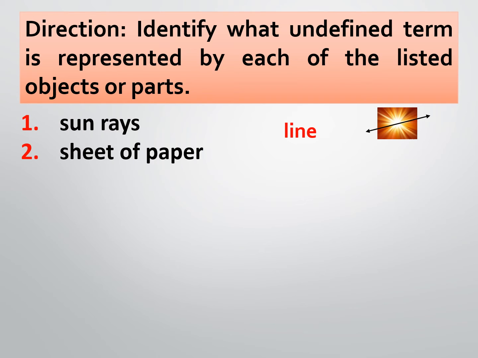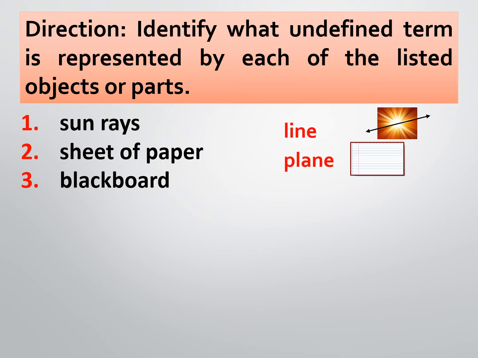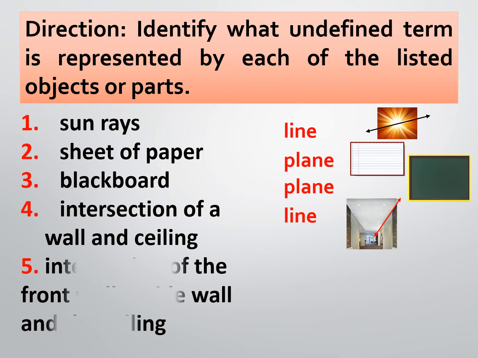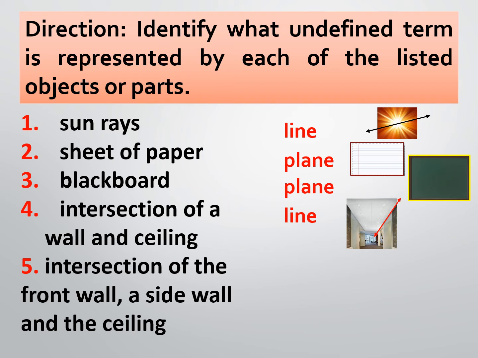Next, sheet of paper. A plane. Next, blackboard. Very good, plane. How about this? Intersection of a wall and the ceiling. The intersection of the wall and the ceiling is a line. For the illustration, that's one. Next, intersection of the front wall, a side wall, and the ceiling. And that is a point. So this is the illustration.